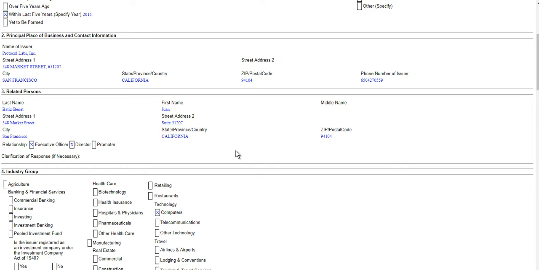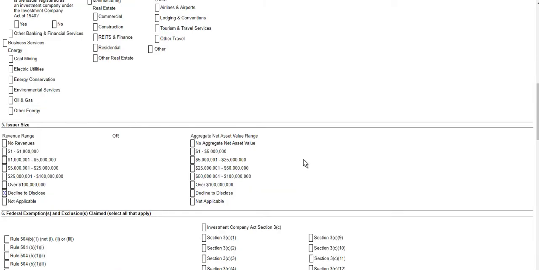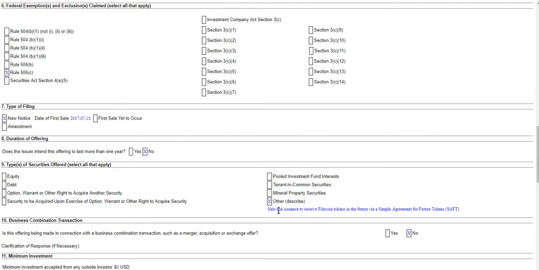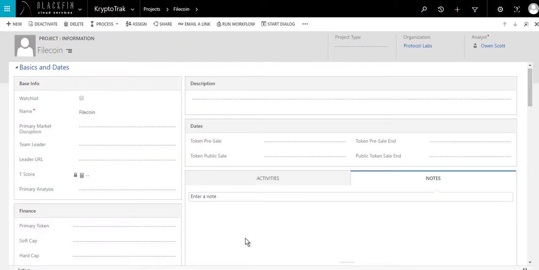Exempt from the security laws. That's what this is. This is an exemption. This is an exempt offering of securities. They're saying they're exempt. By the way, if you want to know why they're exempt, they're saying it's their sale and issuance to receive Filecoin tokens in the future via a SAFT, Simple Agreement for Future Tokens. So that's the filing. So it's good to keep track of that, right?